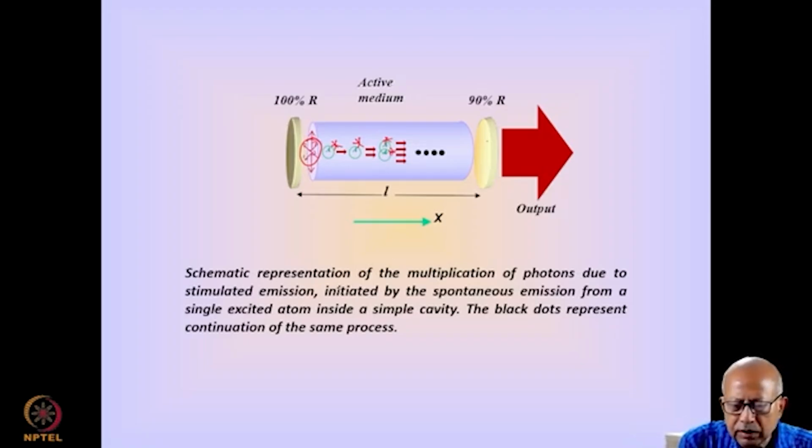Here you see a schematic representation of the multiplication of photons due to stimulated emission, initiated by the spontaneous emission from a single excited atom inside a simple cavity. It is only one atom, one photon emitted spontaneously in the right direction that begins the process. The black dots here represent continuation of the same process. That is, from one photon you have 2, 2 to 4, 4 to 8, 8 to 16, and so on. This way it would multiply.